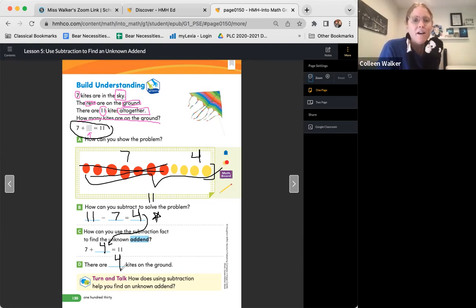Time for a turn and talk. So you can pause the video and talk to your homeschool teacher. It says, how does subtraction help you find an unknown addend? Oh, Monkey was saying that instead of counting up, he can actually subtract to find the other addend because addition and subtraction are related. So instead of having to count up, he was able to do this subtraction sentence and figure out what the missing addend was. High five. Great job.